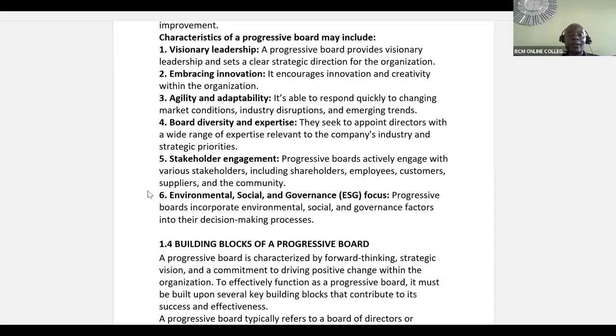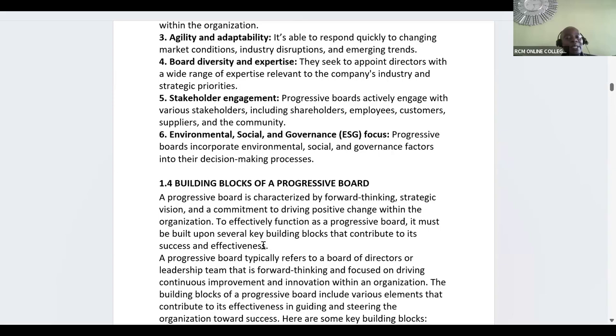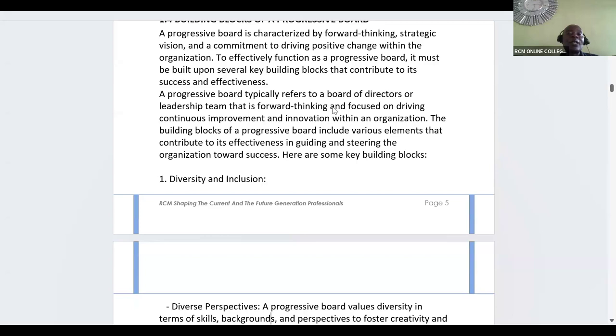All right. Now then I should be able to move on pretty fast to building blocks of a progressive board. A progressive board is characterized by forward thinking, strategic vision, and a commitment to driving positive change within the organization. To effectively function as a progressive board, it must be built upon several key building blocks that contribute to its success and effectiveness. A progressive board typically refers to a board of directors or leadership team that is forward-thinking and focused on driving continuous improvement and innovation within an organization.